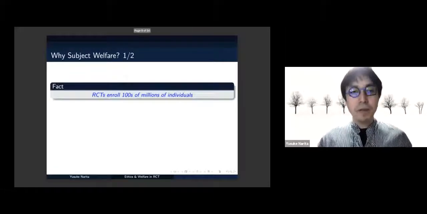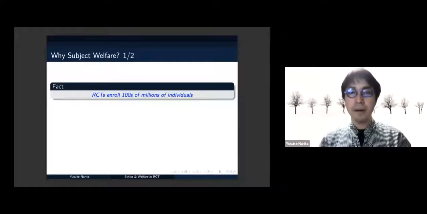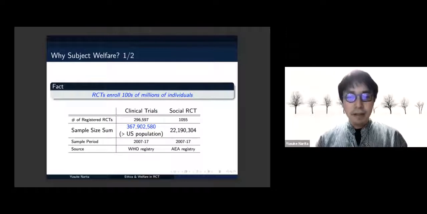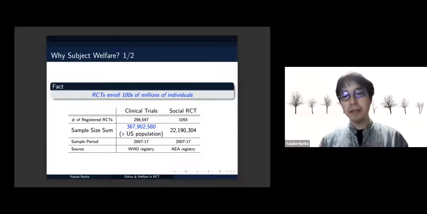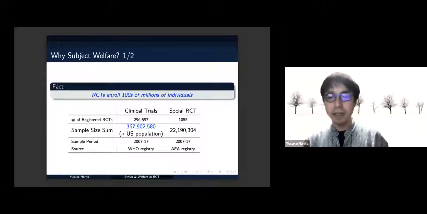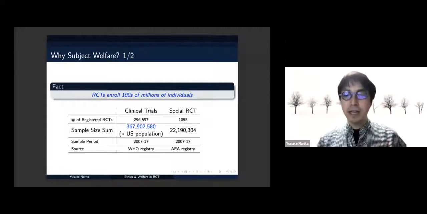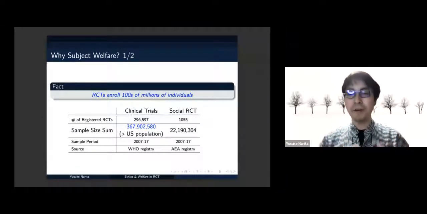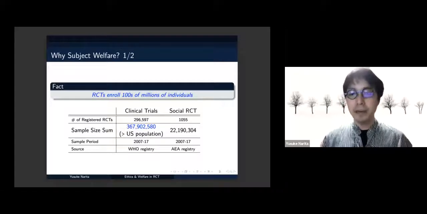My answer to this question consists of two simple facts. Fact number one, RCTs enroll hundreds of millions of individuals as experimental subjects. To be precise, I computed the number of patients who participated in medical clinical trials from 2007 to 2017 based on WHO's clinical trial registry. This exercise shows that the total number of clinical trial participants was over 360 million during this decade, which is even larger than the entire US population.